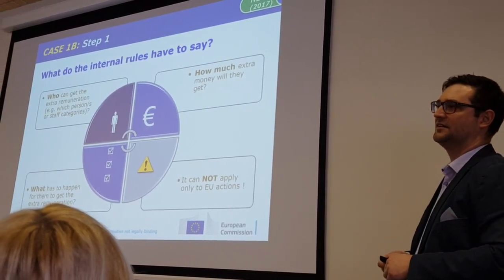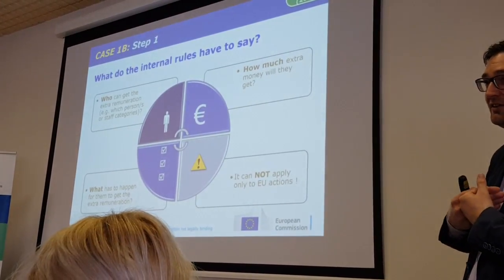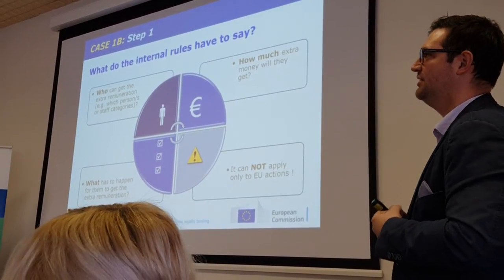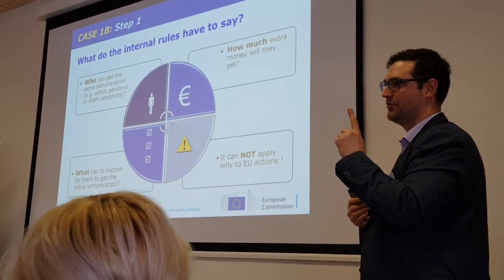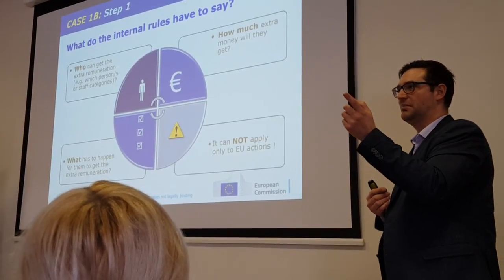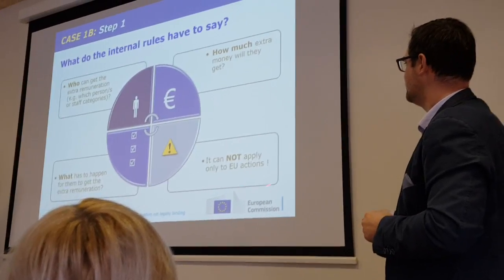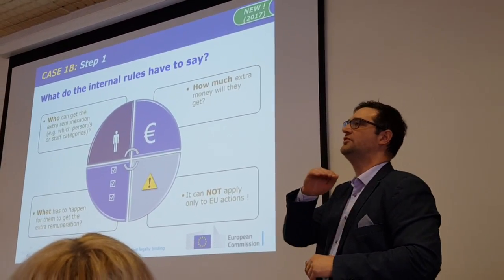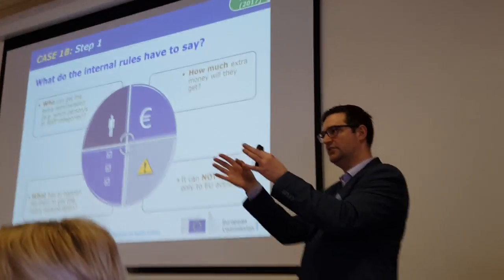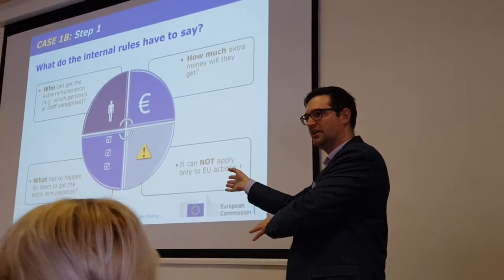But you have to have at least internal rules. How are you going to remunerate people that are working in Horizon 2020 projects? And one thing is that it can't be only for the EU actions, because Horizon 2020 is part of the EU actions or EU programs. But to use this option of the additional remuneration, you have to have them at least at the level of international projects, let's call it. So we've got the national projects and international projects. Under the international, you've got EU plus others. Under EU, you've got Horizon 2020 and others.